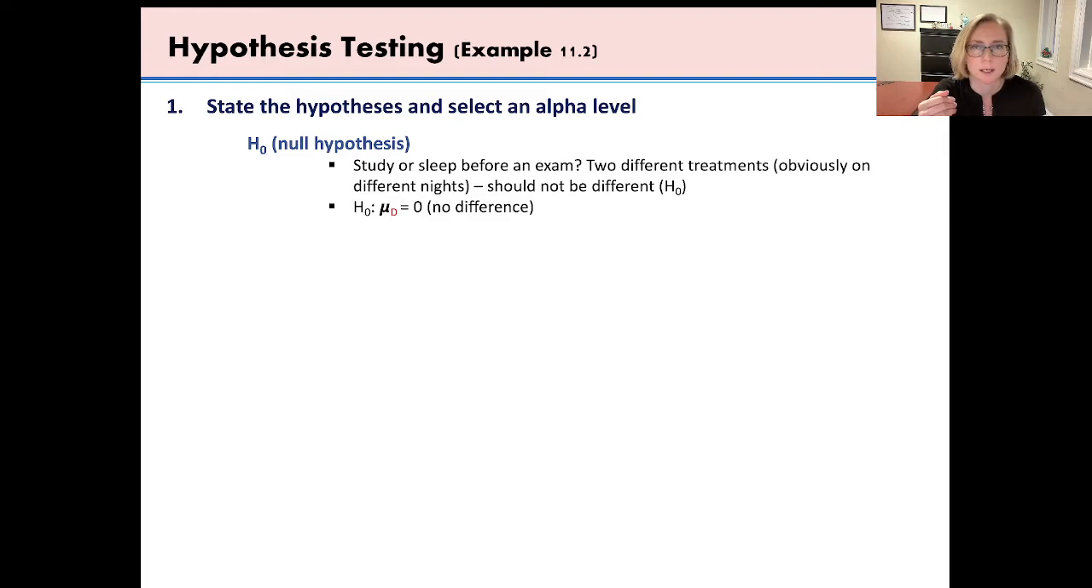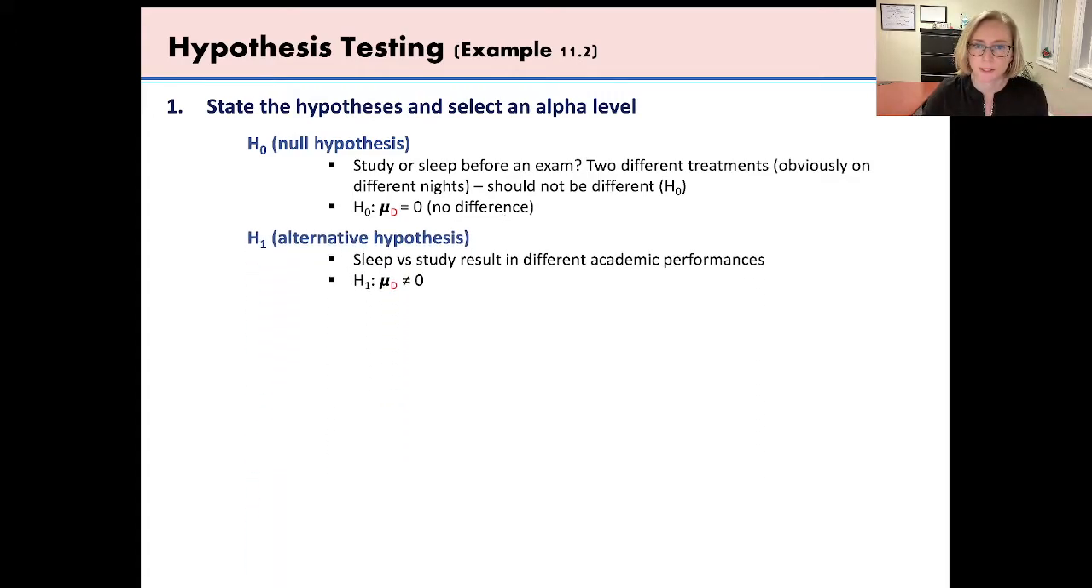So what we're going to be looking at is below average sleep versus above average sleep, right? So if they got a lot of sleep, did they do better academically, meaning on the test? Or if they got less than average sleep, did they do worse or better, right? So the null hypothesis is that there's no difference between the two treatments. The alternative would be that sleep versus studying results in different academic performances. So our difference in the population means is not zero. Select alpha 0.05, two tails.